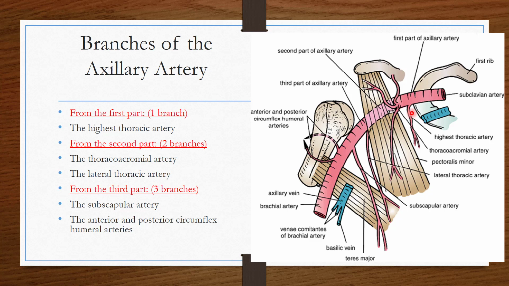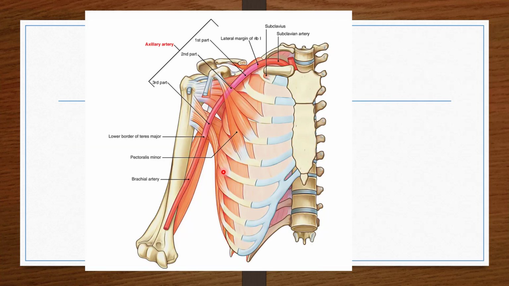Again, I will explain the names. Number one is the highest thoracic artery from the first part of the axillary artery, then the thoracoacromial artery and lateral thoracic artery from the second part of the axillary artery, and the subscapular artery, anterior circumflex humeral and posterior circumflex humeral from the third part of the axillary artery. This is the most important question which is asked in exams, that write the names of the branches of the axillary artery. From the first part, one branch; from the second part, two branches; from the third part, three branches.